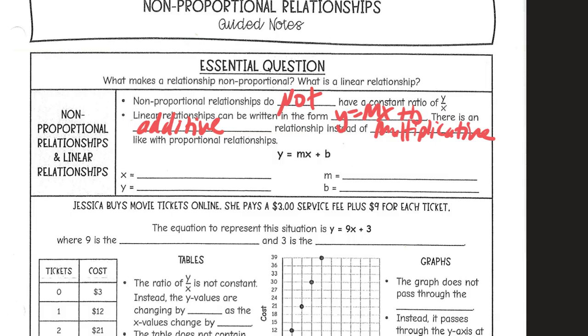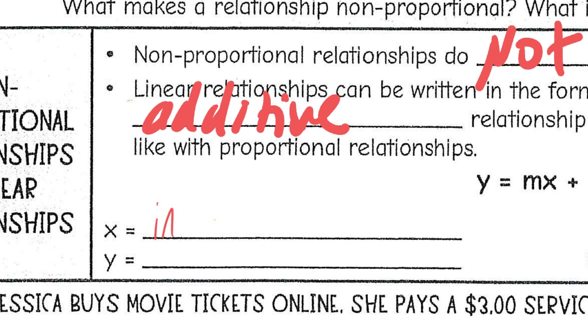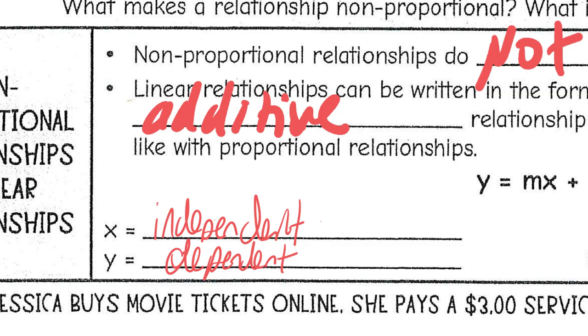Okay. And additive instead of a multiplicative. So m is slope or rate of change, and b is y-intercept. Okay. And then in case you ever need to know, x is the independent variable, where y is the dependent variable. Variables.